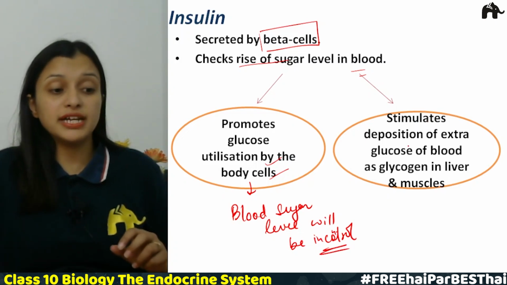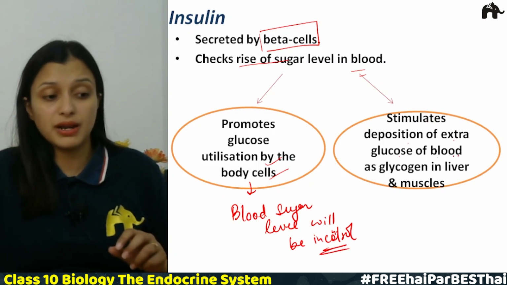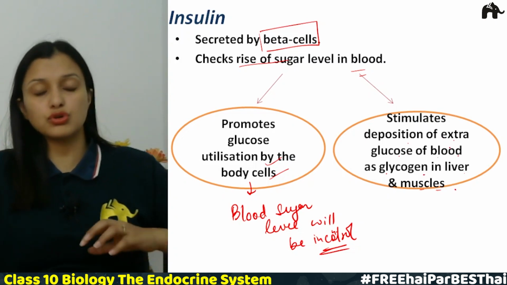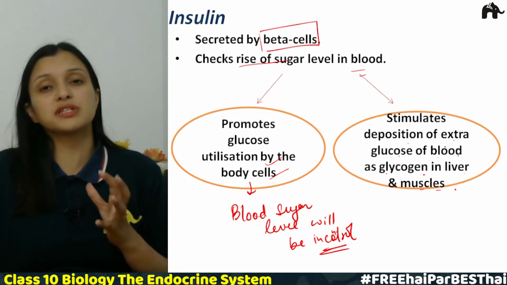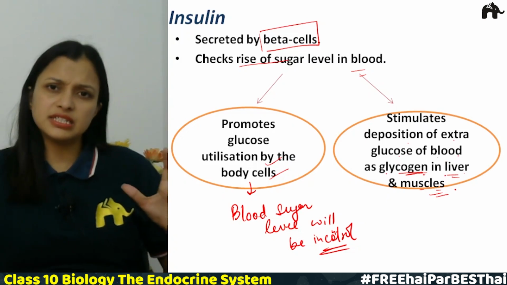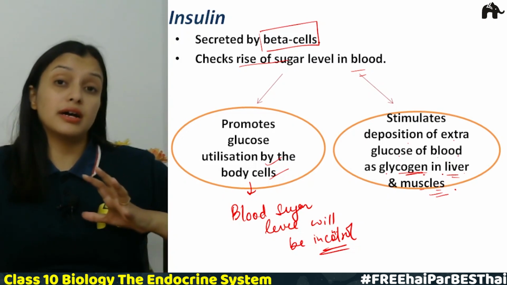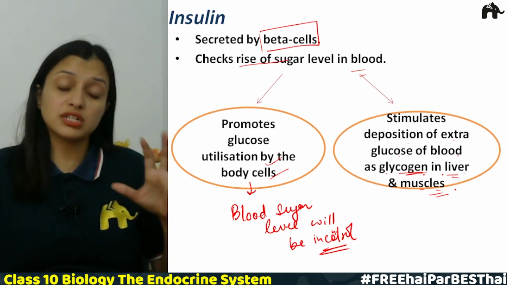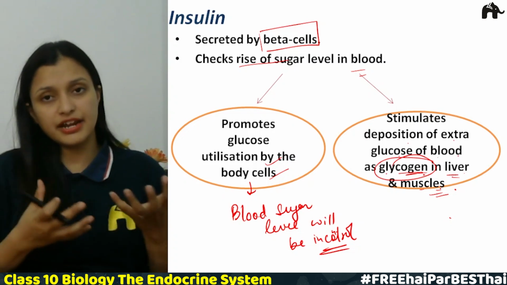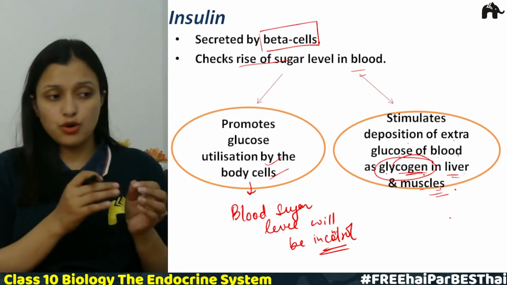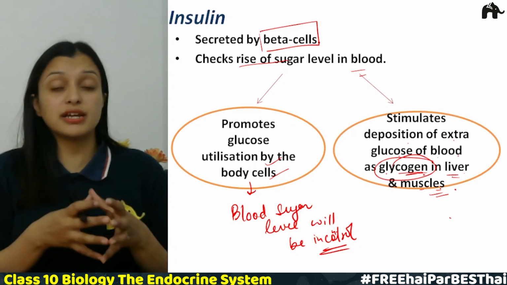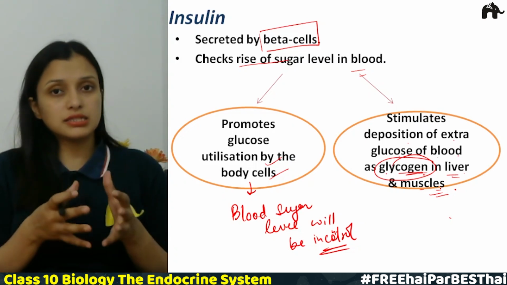The next is that it stimulates deposition of extra glucose of blood as glycogen in the liver and muscles. Whatever extra glucose is present in the blood is stored as glycogen in liver and muscles, and when it is needed, like in stress conditions where adrenaline hormone is secreted, this glycogen gets converted into glucose and energy is derived from it, right? So I hope how insulin actually checks the rise of blood sugar level is clear to you.